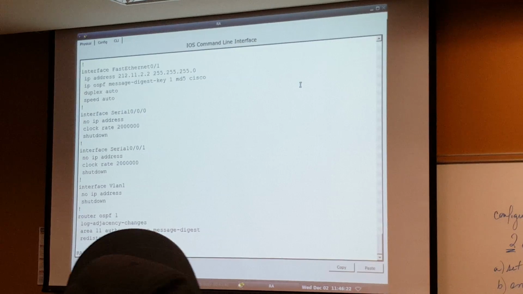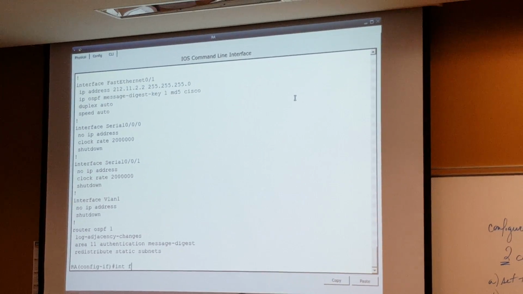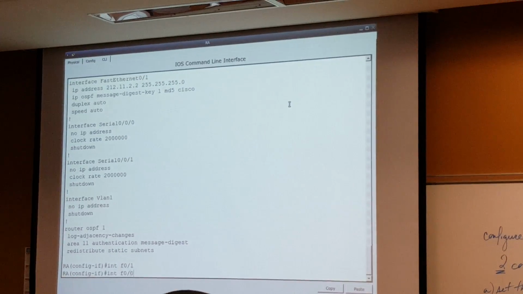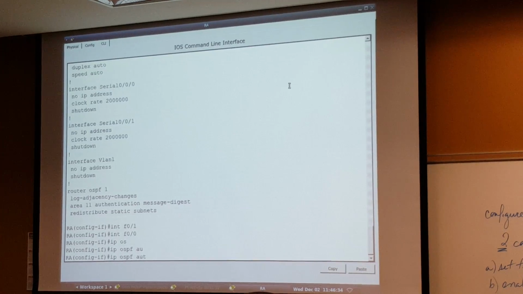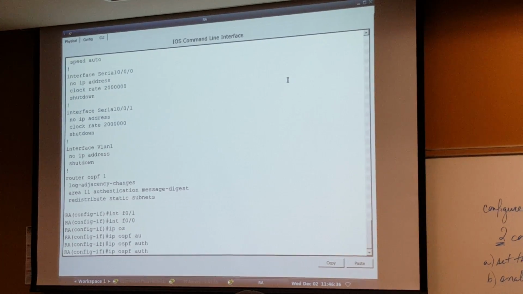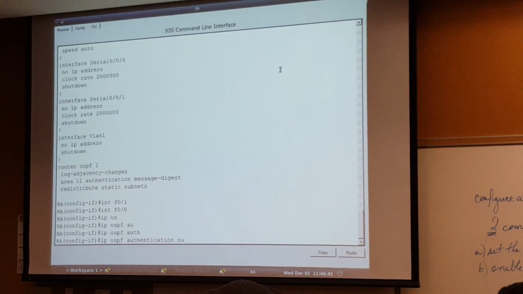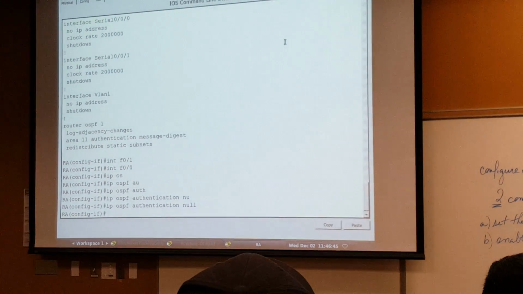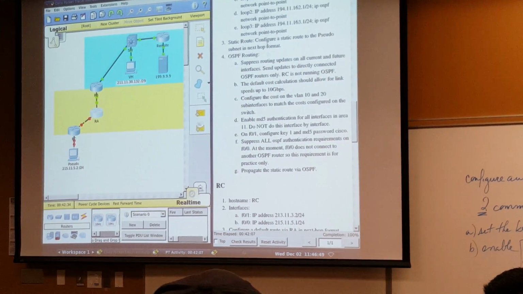And this one we wanted on FastEthernet 0/0, oops, 0/0, IP OSPF authentication null. I don't know why it won't do command completion there. Turn off authentication. So I think that's all of the requirements for router A.